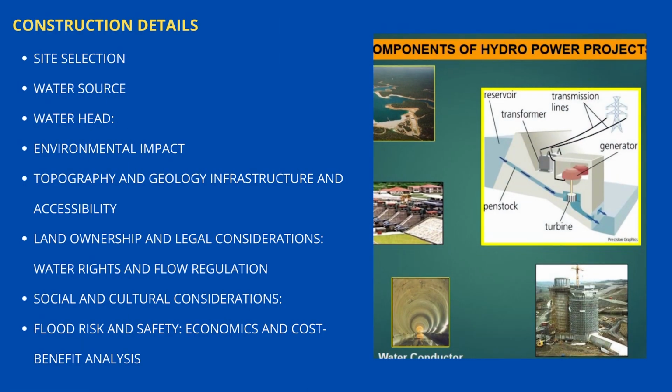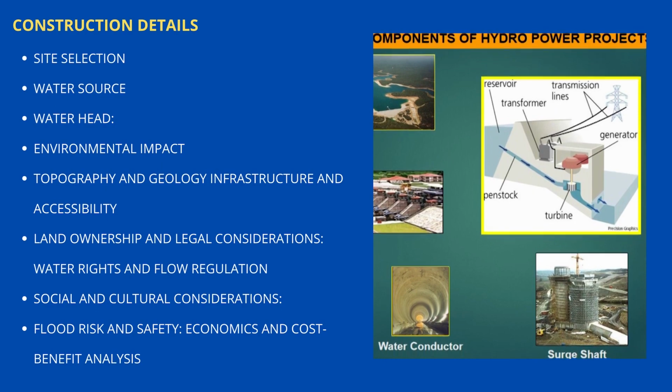Now let us go through some construction details of a hydroelectric power plant. Number one, site selection. Selecting the appropriate location is crucial. Factors like water availability, topography, environmental impact and local regulations are considered during the site selection process. A well chosen site can maximize energy generation while minimizing environmental and social impacts.